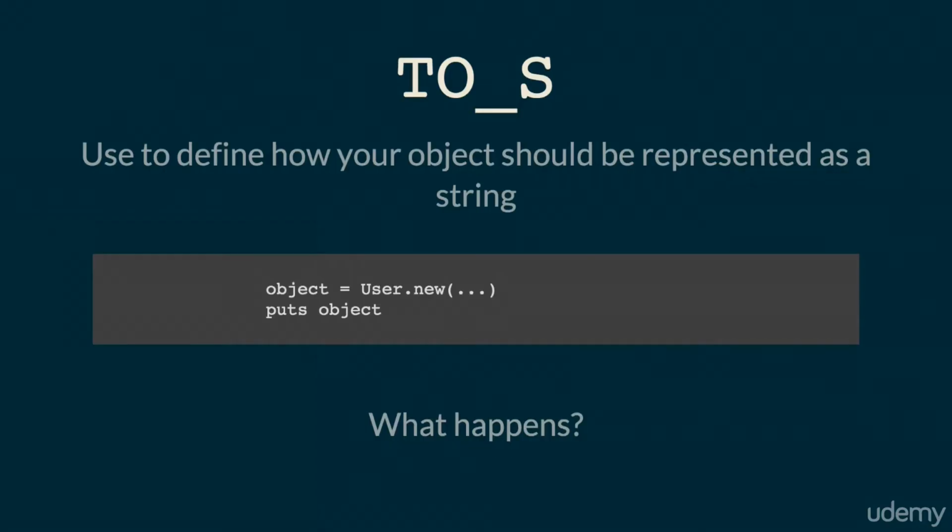All of the built-in objects we've used so far in Ruby define two special methods. These are known as the to_s method and the inspect method, and they can be extremely useful. So let's break this down. Let's imagine we've created a user object using the user class we defined in the previous lessons. We want to print this object to the screen using the puts method. What happens when we do this?